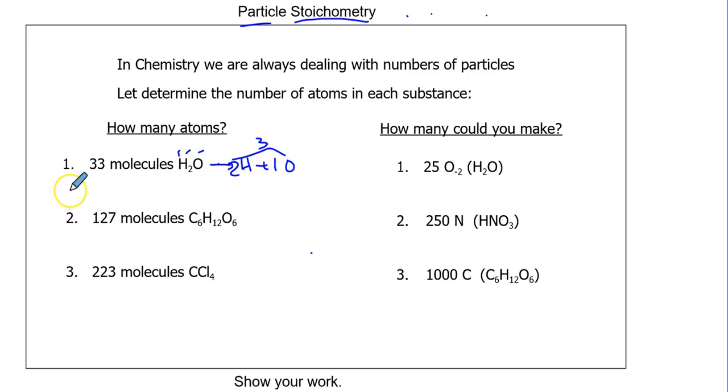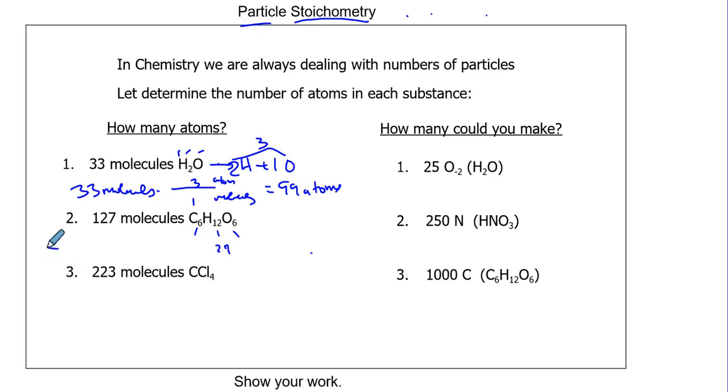So the work we would show here, and you could probably do this in your head, but we're really looking to focus on our work. There are 3 molecules, and we get rid of molecules and go to atoms. 1 molecule, 3 atoms, and the answer would be 99 molecules, or atoms at this point. Okay, 127 molecules. How many atoms? Well, we got 6 plus 6 is 12, 24 atoms in this thing.